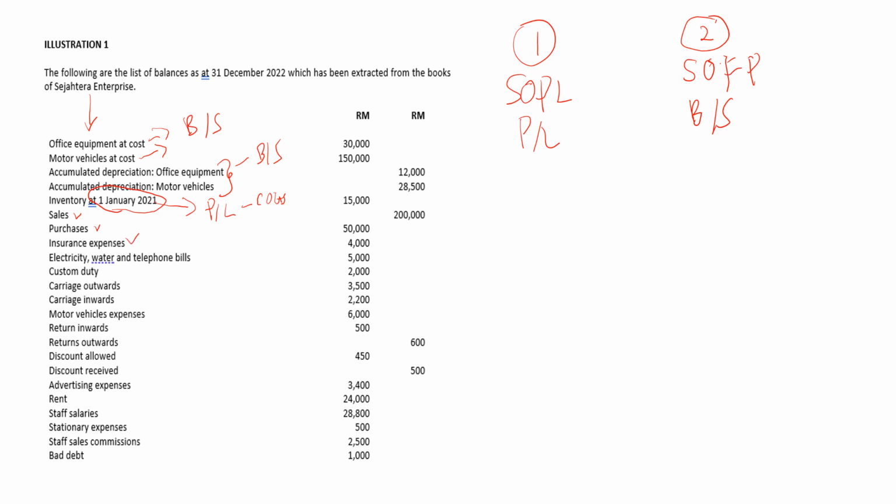Insurance expense under P&L. Electricity, water, telephone bills under P&L. Custom duty, carriage outward, carriage inwards. Motor vehicle expenses. This one also under P&L. Return inwards, return outwards. Discount allowed, discount received. Advertisement, advertising expense, rent, staff salary, stationery expense, staff sales commission. These are all items that you will send to profit and loss, either as revenue or expenses.